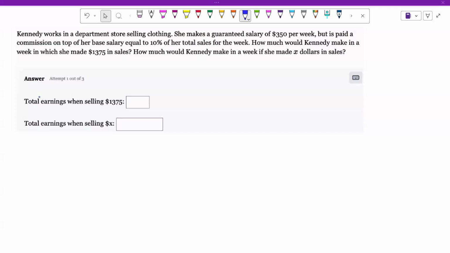So Kennedy works in a department store selling clothing. She makes a guaranteed salary of $350 per week. So this is guaranteed. That means this is definite, she will be getting this much. But she is paid a commission on top of her base salary equal to 10% of her total sales for the week. So definitely she is getting $350.